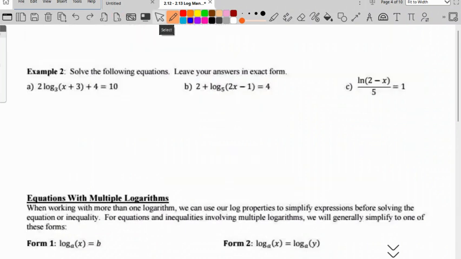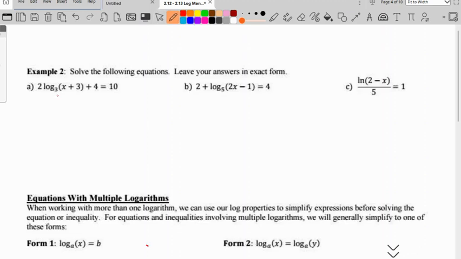All right, then it says, solve the following equations, leave your answer in exact form. So this time we're solving logarithmic equations where there's only a single log. So again, these are problems that only have a single log. So we want to isolate that log by itself, and then we'll rewrite it in exponential form to finish solving. So let's go ahead and try that.